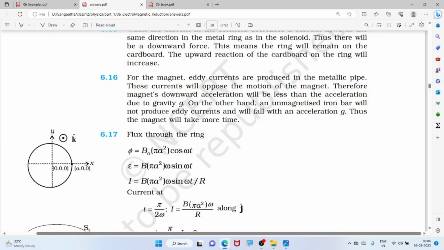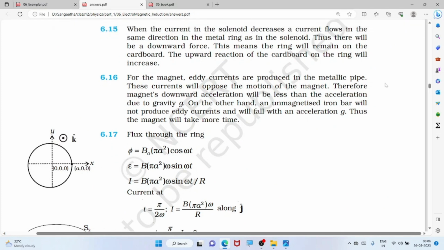For a magnet, eddy currents are produced in the metallic pipe. When you drop the magnet in the metallic pipe, the eddy currents are produced, and these currents will oppose the motion of the magnet. Therefore, the magnet's downward acceleration will be less than the acceleration due to gravity, g.